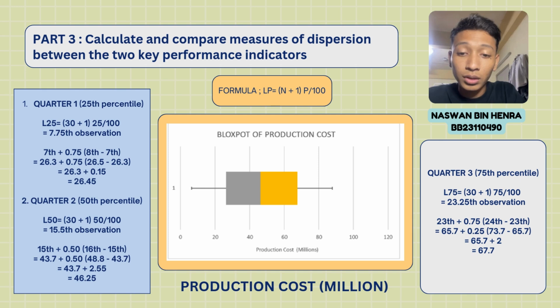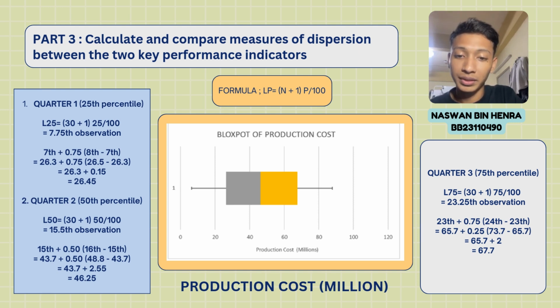First of all, calculate the percentiles for production cost. The formula is L_P equals open bracket n plus 1 close bracket, P divided by 100. N is the total number of observations in the data set. P is the percentile, for example the 25th, 50th and 75th percentiles. So let's find quartile 1, 2 and quartile 3.